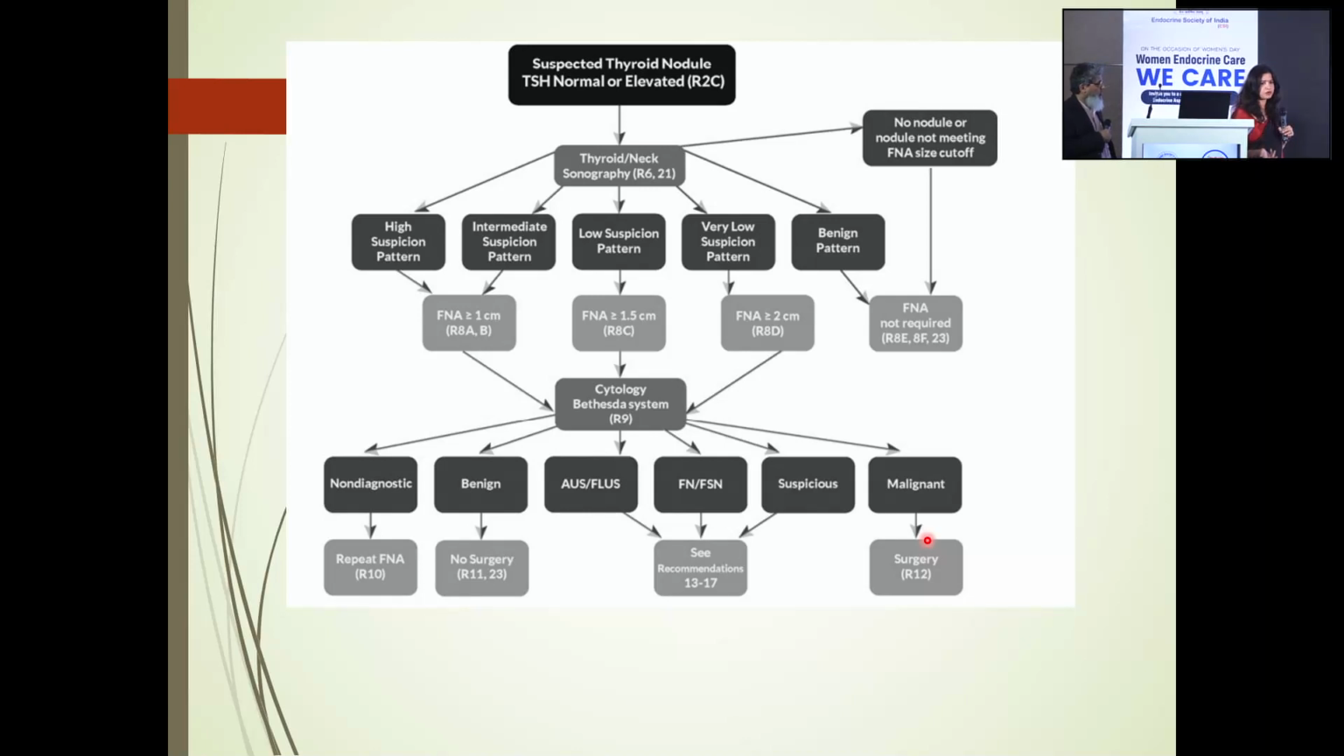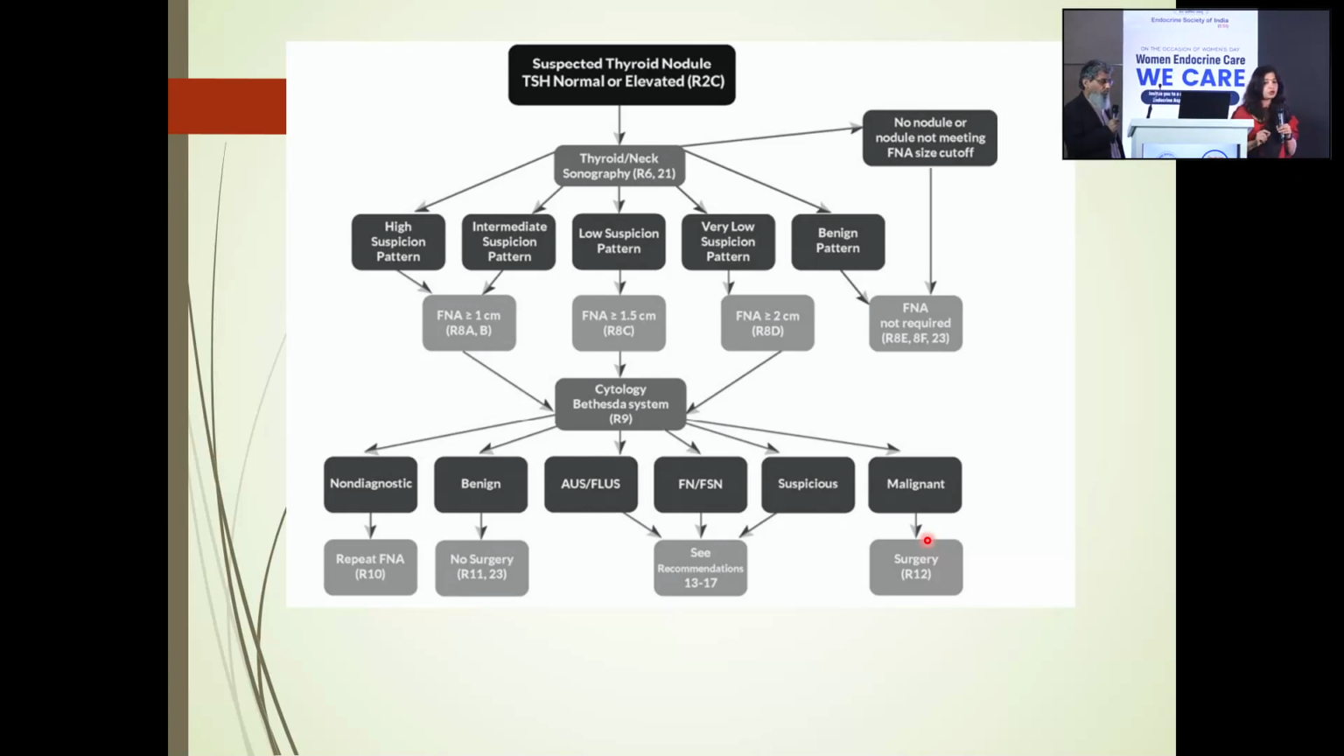Because sometimes they may just say it is not possible to give any opinion, then we can't just leave it at that. Or sometimes, 15% of the time, FNAC may miss a cancer. So it is always good, if you have a strong suspicion with a TIRADS 4 or 5, to follow up more frequently if your suspicion is higher, rather than just leaving it because my FNAC did not show up the cancer.